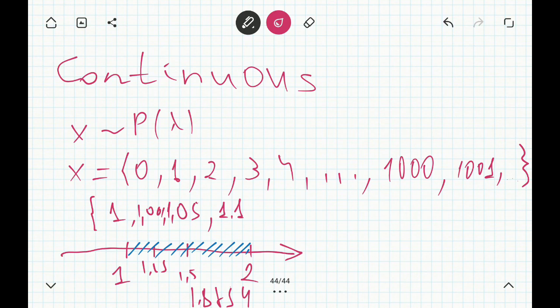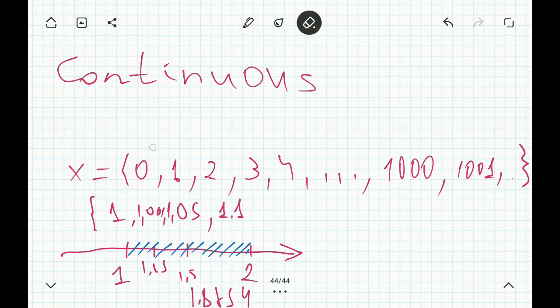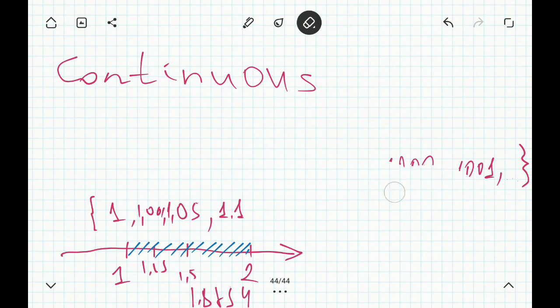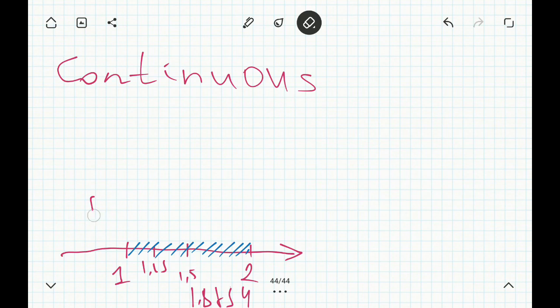So not only do we have infinitely many outcomes for continuous events, but we have an uncountable number of outcomes. So you can have infinitely many outcomes in a discrete variable too, in a discrete event too, but it will be countable. And for a continuous variable, it will be uncountable.